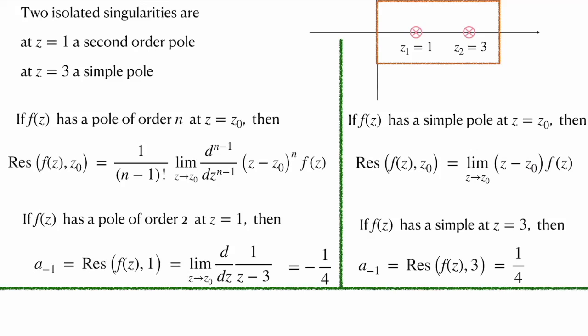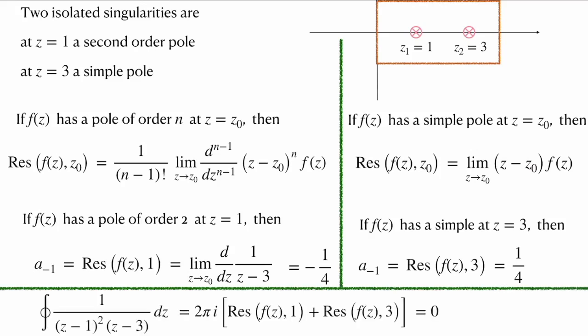Using the residue theorem, the integral of 1 by (z minus 1) square into (z minus 3) square dz is given as 2 pi times the residue at 1 plus the residue at 3. Since these two residues come with opposite signs, their sum is 0. The value of this integral is 0.